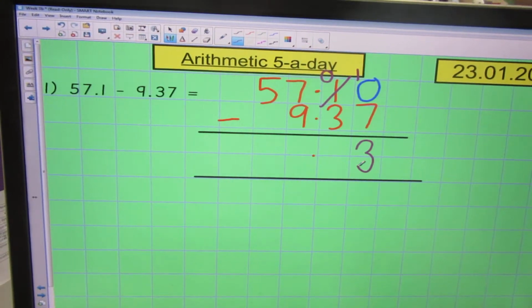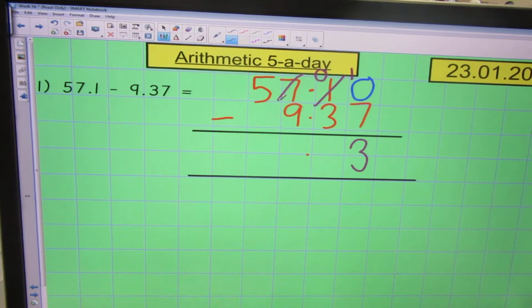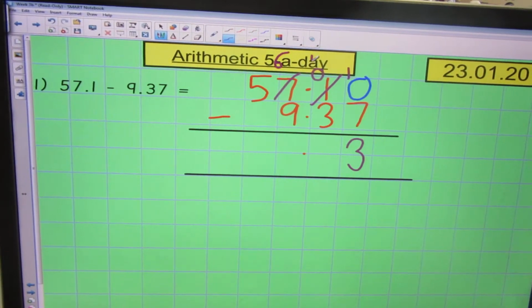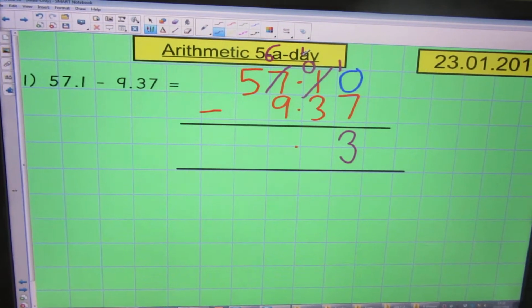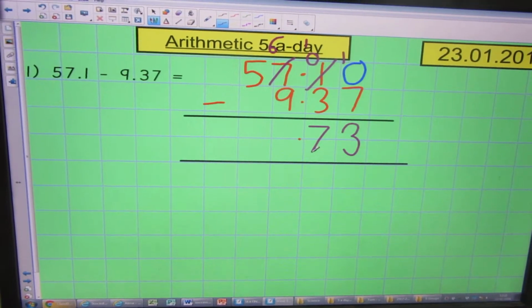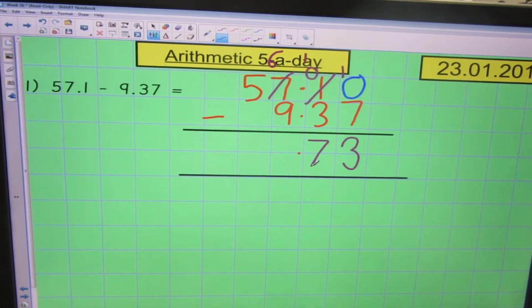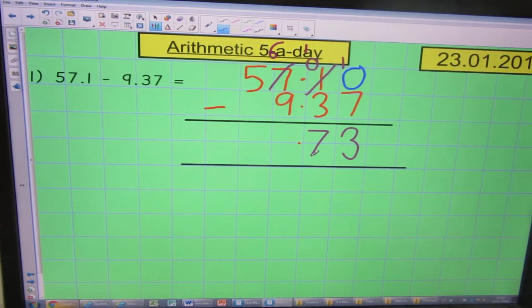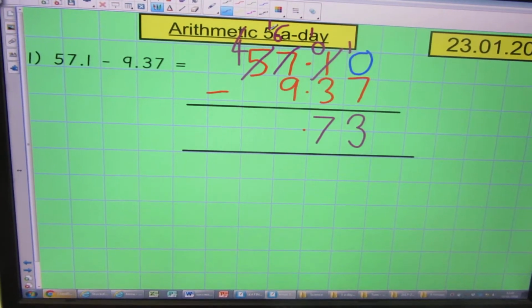Can't do that again, so we need to exchange from the next door neighbour, which is the 7. Cross the 7 out, that turns into a 6. Carry the 1. So now we're doing 10, take away 3, which is 7. And then you do 6 take away 9 you can't do, so you exchange from the 5. Now we need to exchange again because we can't do 6 take away 9. So we exchange from the 5, that becomes a 4, and that becomes 16.